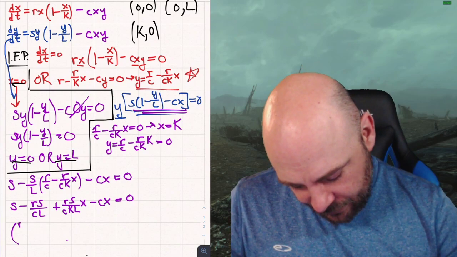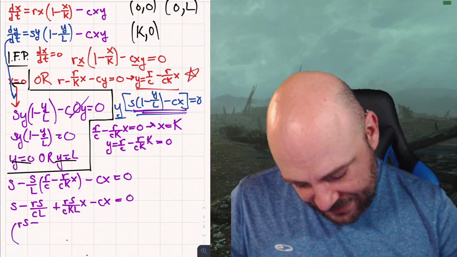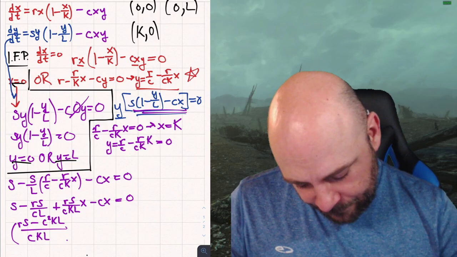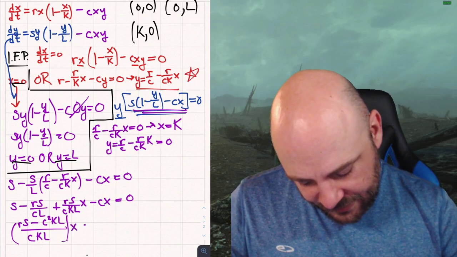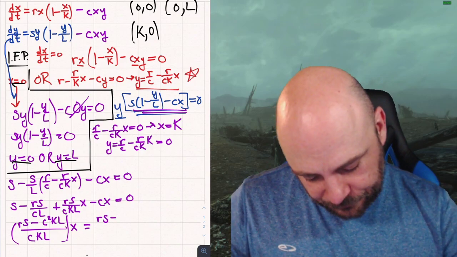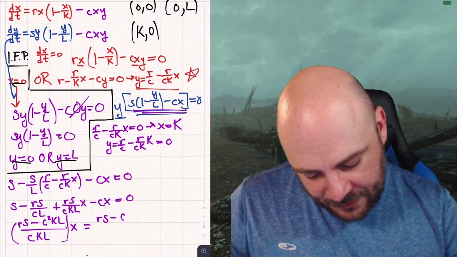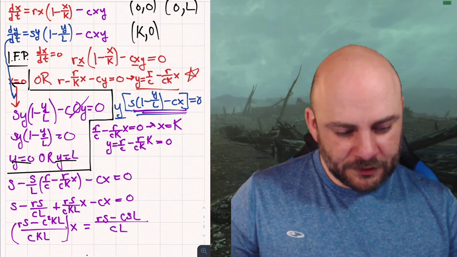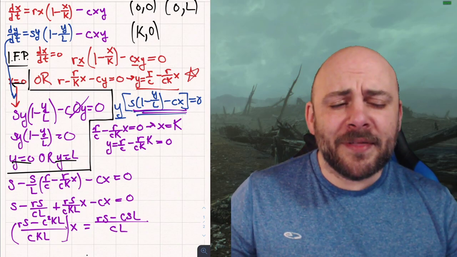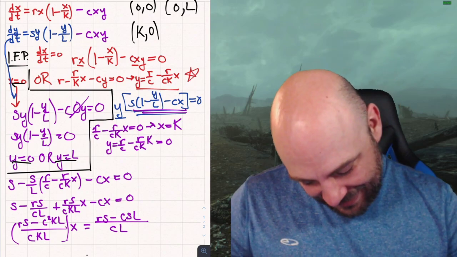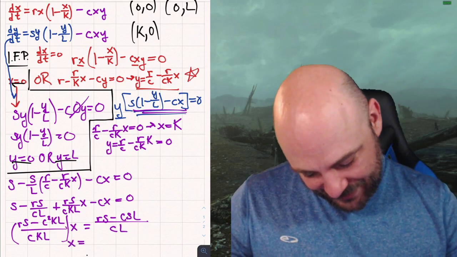I've got RS minus C squared KL all divided by CKL, and that is multiplied by X, is supposed to be equal to RS minus CSL divided by CL. Ooh, I didn't screw it up this time. Solve for X, okay? I get X equals.